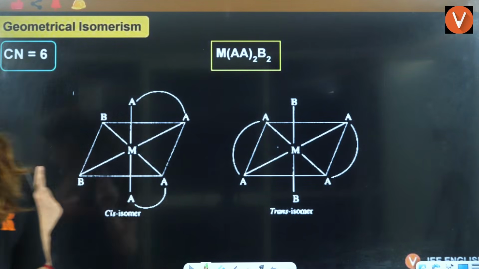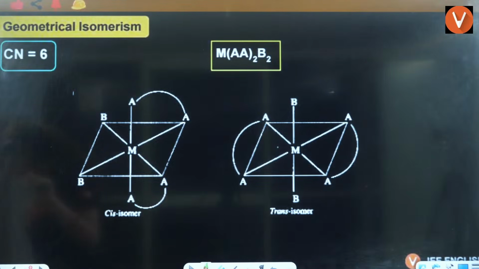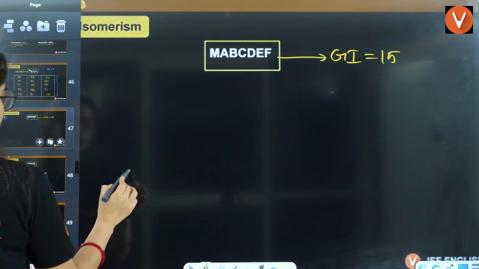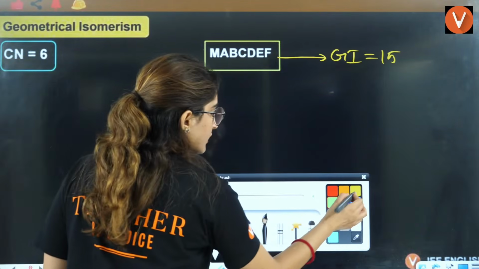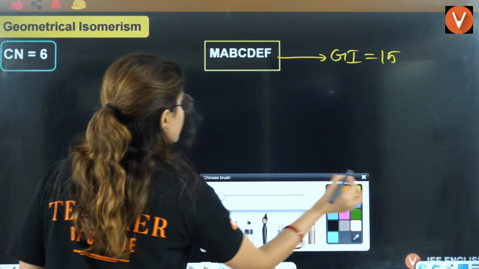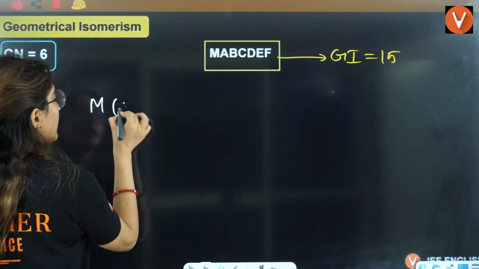Now, next one is, wait a minute, AA3 we have done or not? We have done this AA2B2, right? Then we have AA3, right? Last one will be AA3. So I'm going to write it here only. Then there is MAA3.